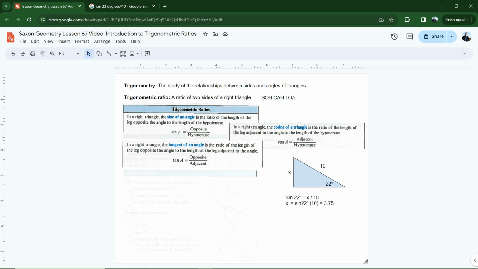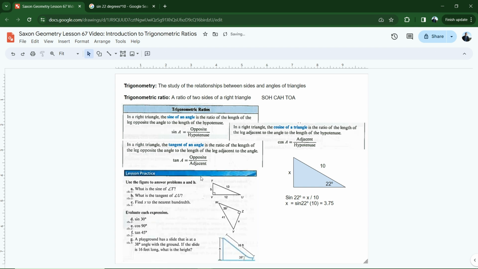By the way, tangent is the only one that can be a number that's greater than 1. Tangent can take on any value from negative infinity to infinity. Okay, so it can take on any value, any real number, because the opposite and adjacent can be bigger or smaller than each other. It doesn't matter. All right, let's take a look at some practice problems here.